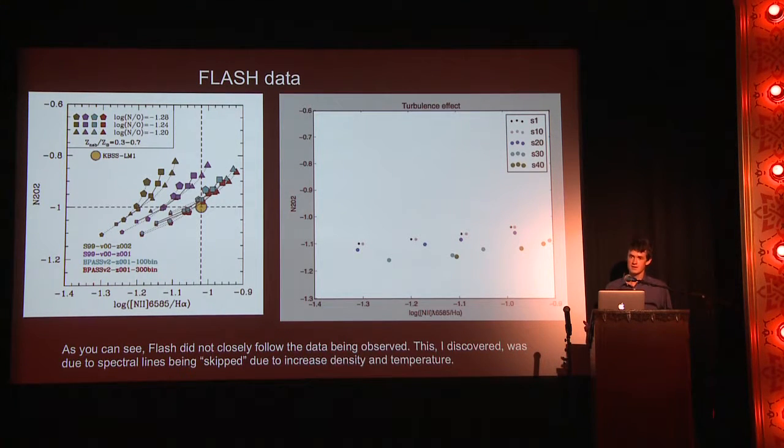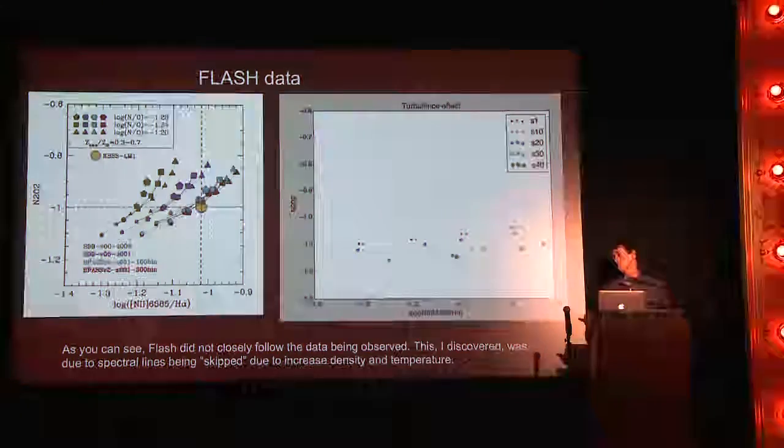What I discovered is that we were missing spectral lines. Our galaxies were too dense and too hot, so the electrons, instead of jumping one shell, would jump two or three. Then we couldn't observe certain lines, which seemed to suggest that there was less of the element present, when in fact we just couldn't see it. So once I was able to fix that, I changed the parameters a little bit. We then tried to change the turbulence.